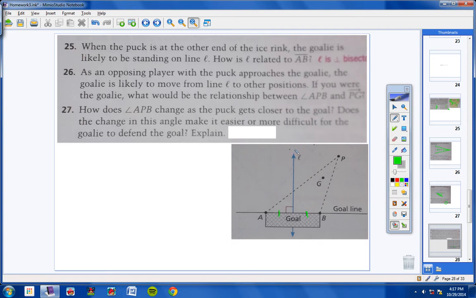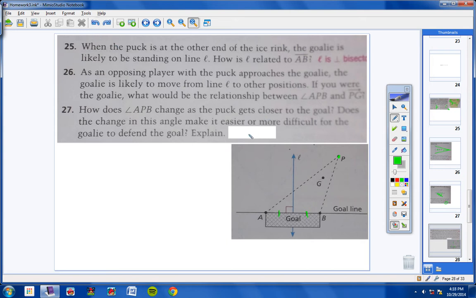Now, as an opposing player with the puck approaches, the goalie is likely to move from line L to other positions, which makes sense. If the guy's over here with the puck, the goalkeeper's not going to stay over here. He can if he wants, but he's going to get scored on, okay?